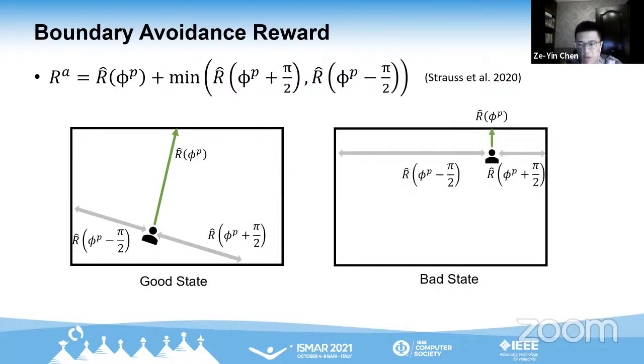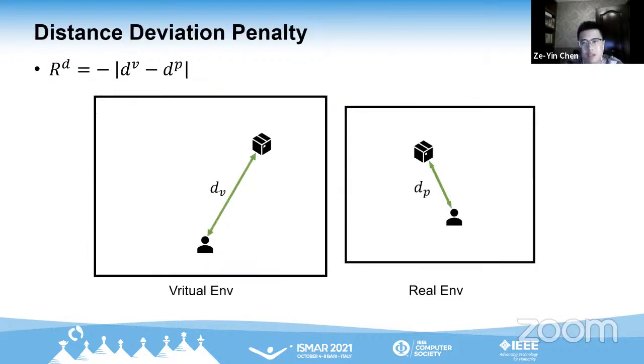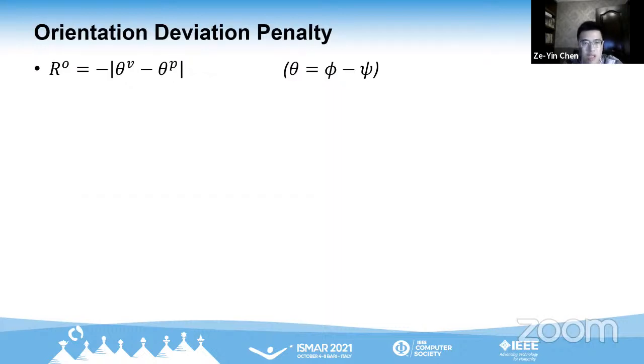The left image shows a good state, while the right one is a bad state. Distance deviation penalty is designed to alleviate the inconsistency of the distance between the agent and the target in virtual space and real space. It's calculated by the difference between agent and the target distance in 2 scenarios. Orientation deviation penalty considers the working orientation of the agent relative to the target object.